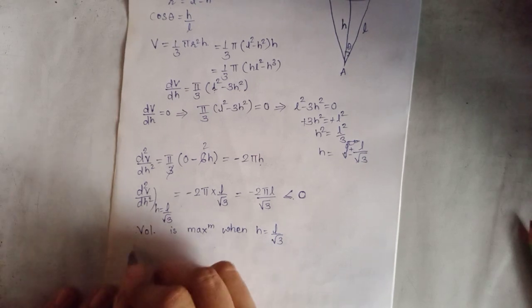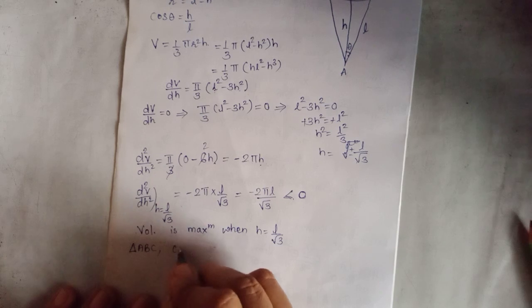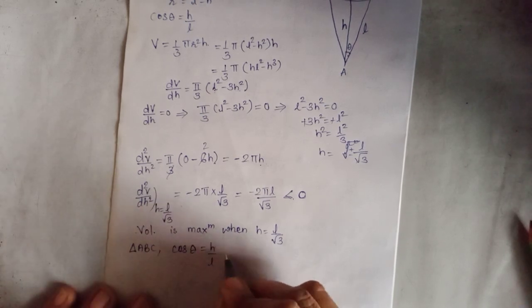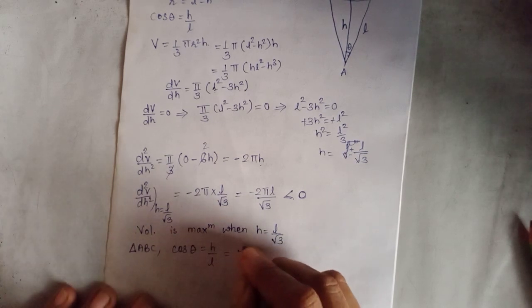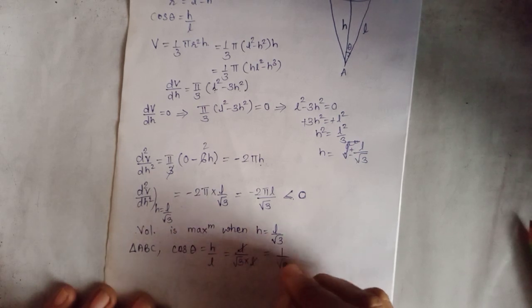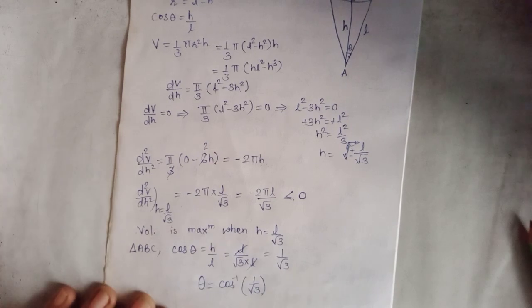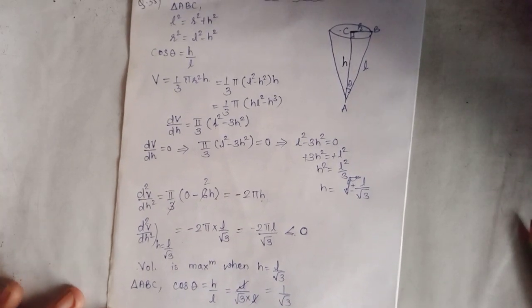Okay, so now we have to find cos theta. Cos theta is our h upon L. So putting the value of H, that is L upon root 3, we'll get 1 upon root 3. So theta is cos inverse 1 upon root 3. Okay.